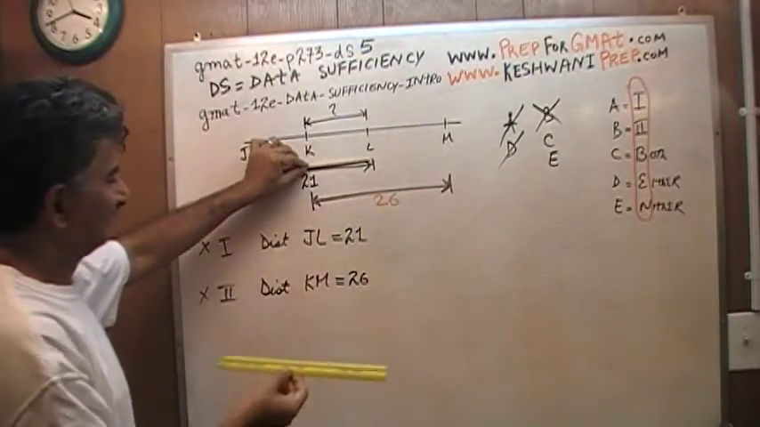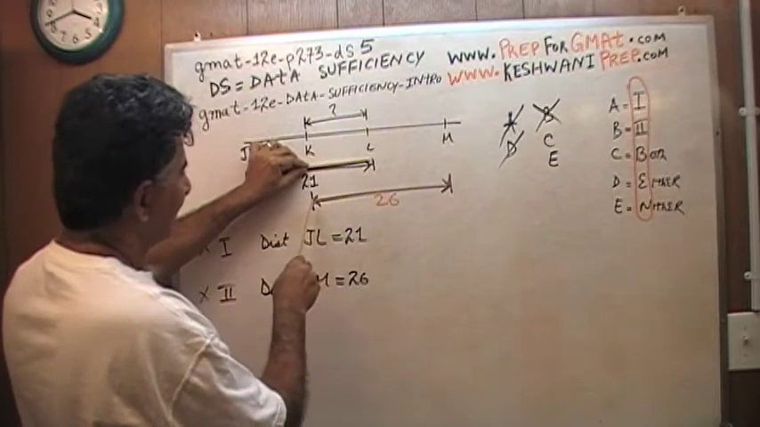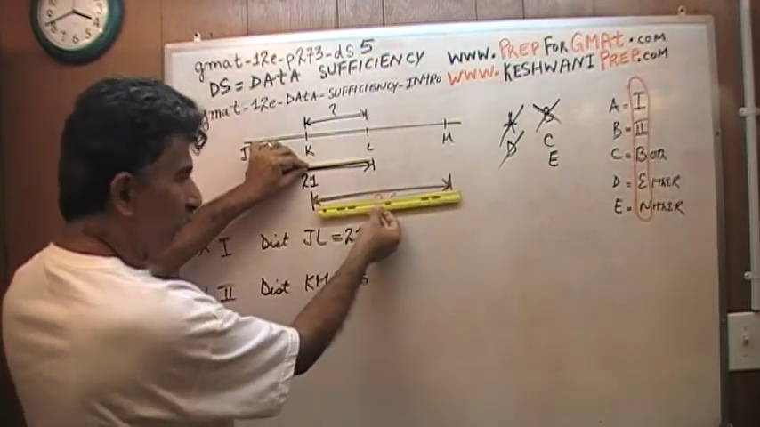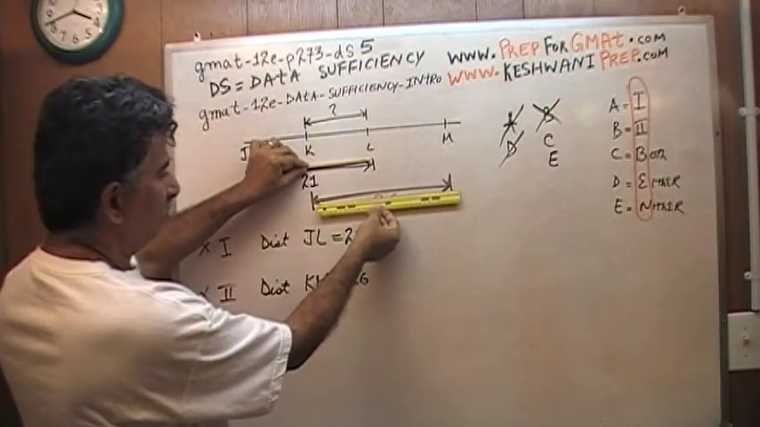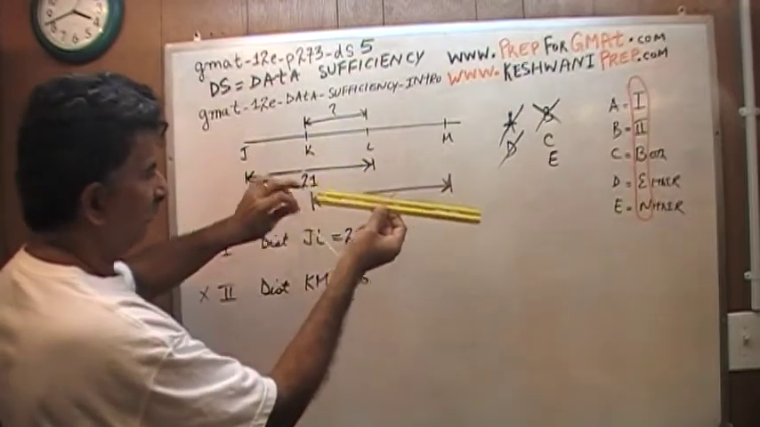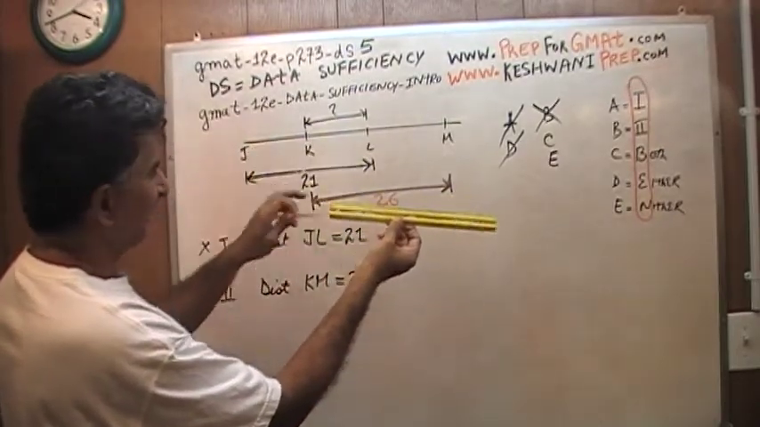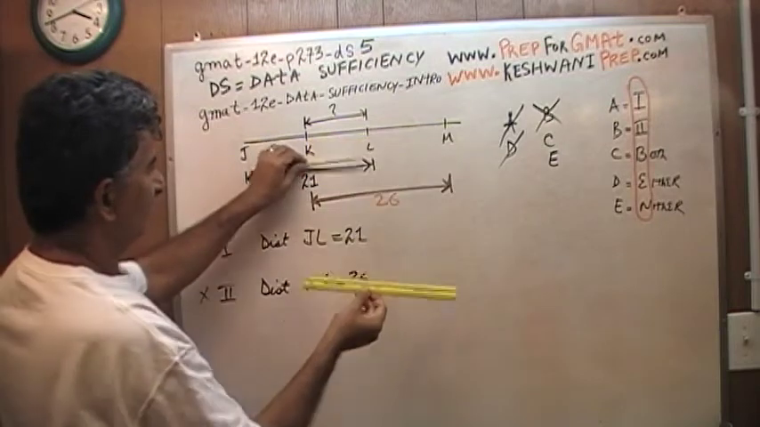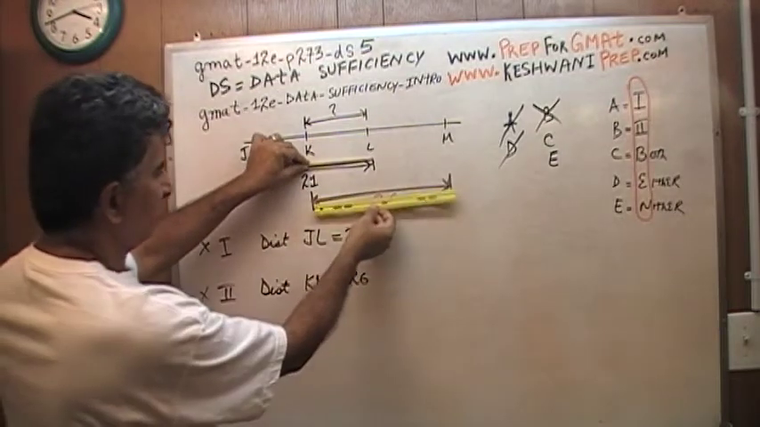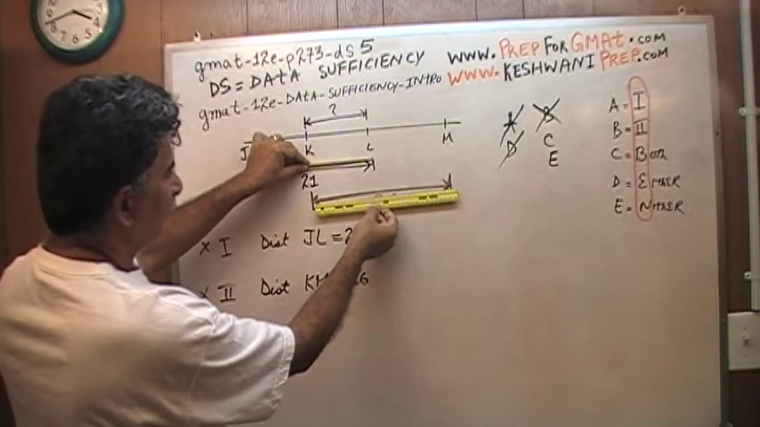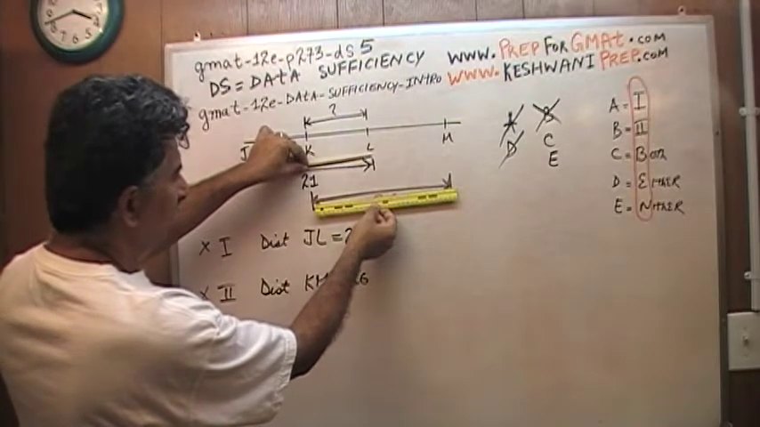Anyway, so this distance from K to M is 26. That is also fixed. What we do not know is where does this ruler begin? This distance right here. This is K. You see, this is K. So if this is J to L and this is K to M, the distance that is being asked is K to L.